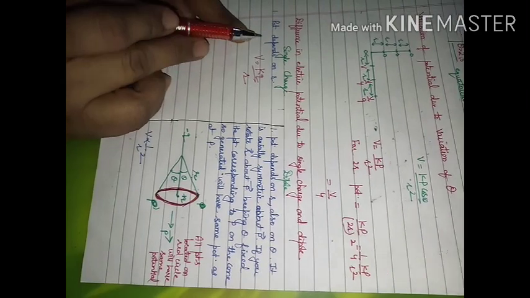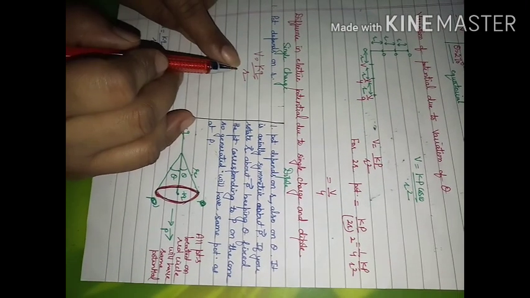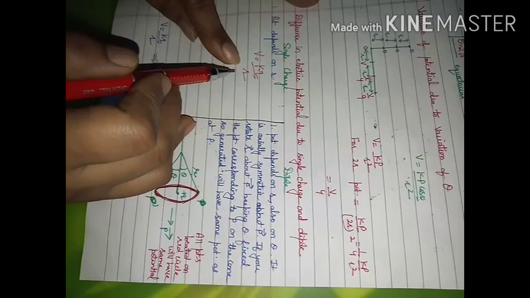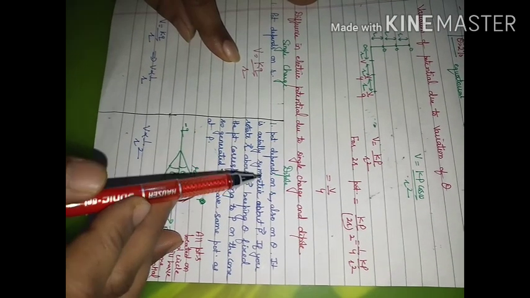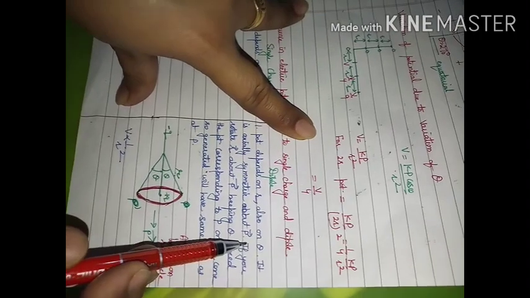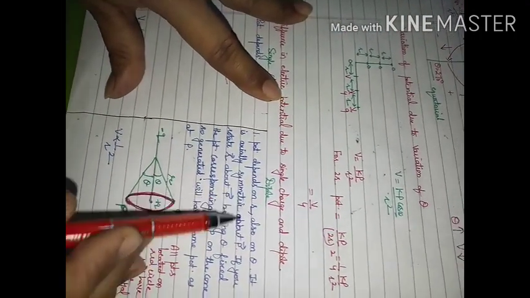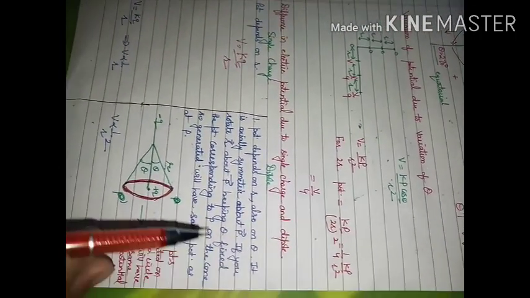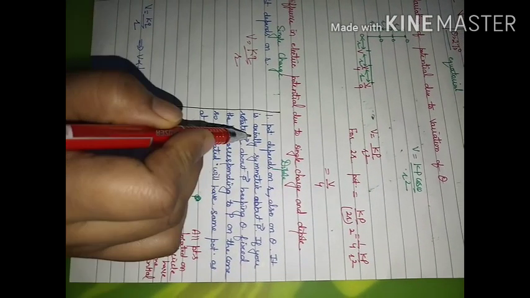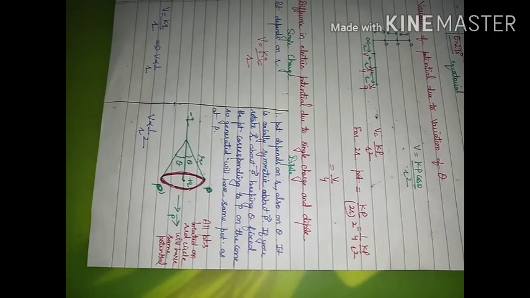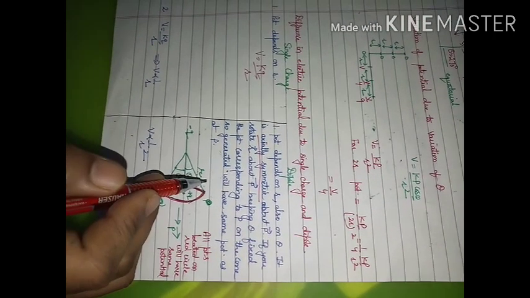It means it only depends on r. And when we consider potential due to a dipole, the potential depends on theta also. It depends on r, it depends on theta, and it is going to have spherical symmetry and axial symmetry. Now what is the meaning of spherical symmetry and axial symmetry?